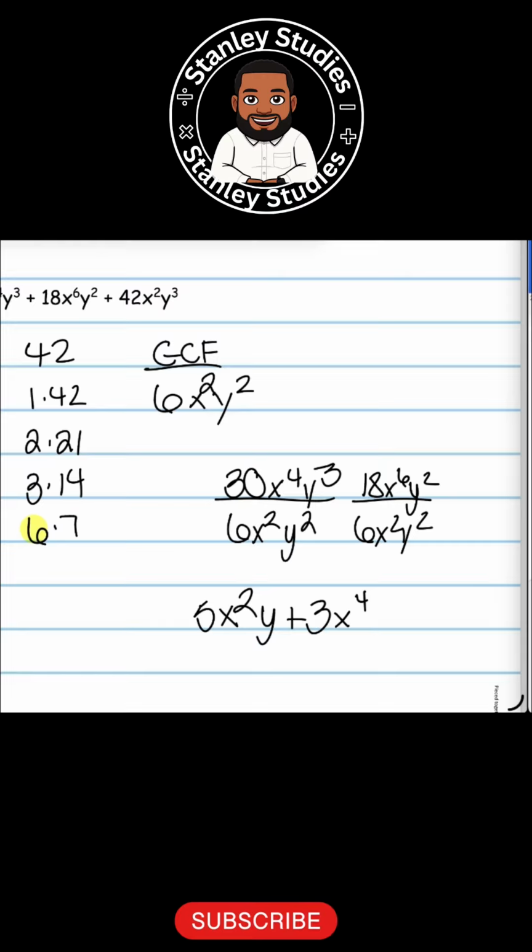Now I do my next one, which is the 42x squared y to the third divided by 6x squared y squared. 42 divided by 6 was 7. x squared divided by x squared, basically the x's go away because when you subtract, they cancel each other out. Now 3 minus 2 will give me y. So that's what's left there.